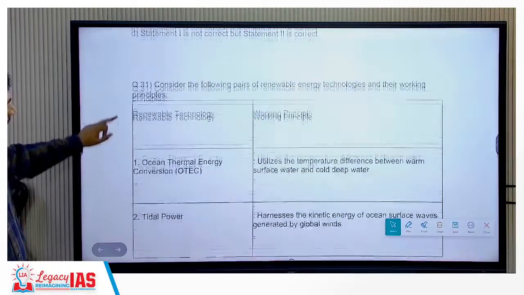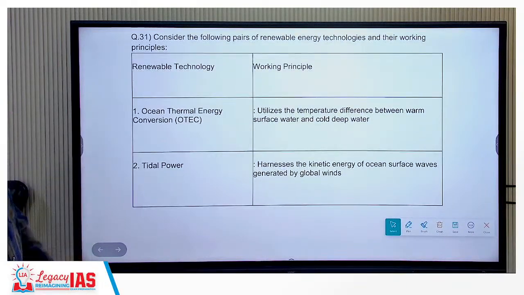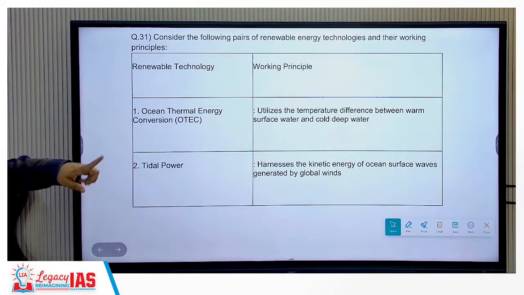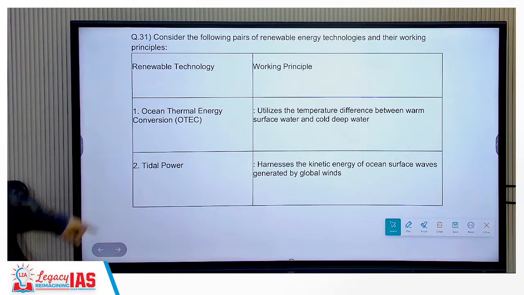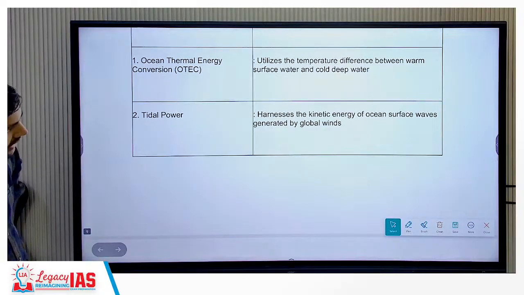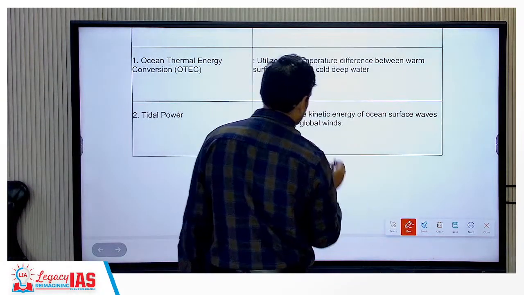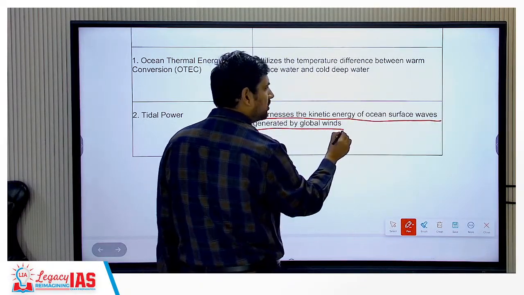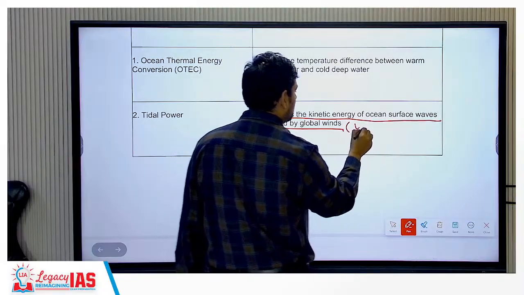Then next is renewable energy technologies. This is OTEC, which utilizes the temperature difference between warm surface water. Correct. Then, tidal power harnesses the kinetic energy of ocean surface waves generated by global winds. What is this? This is wave energy.